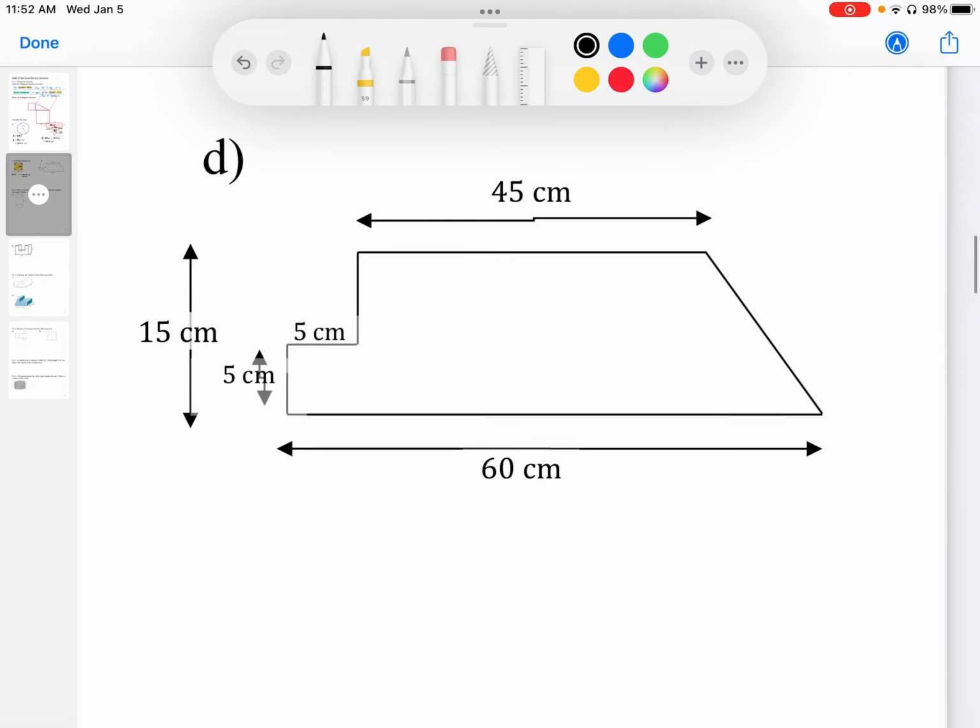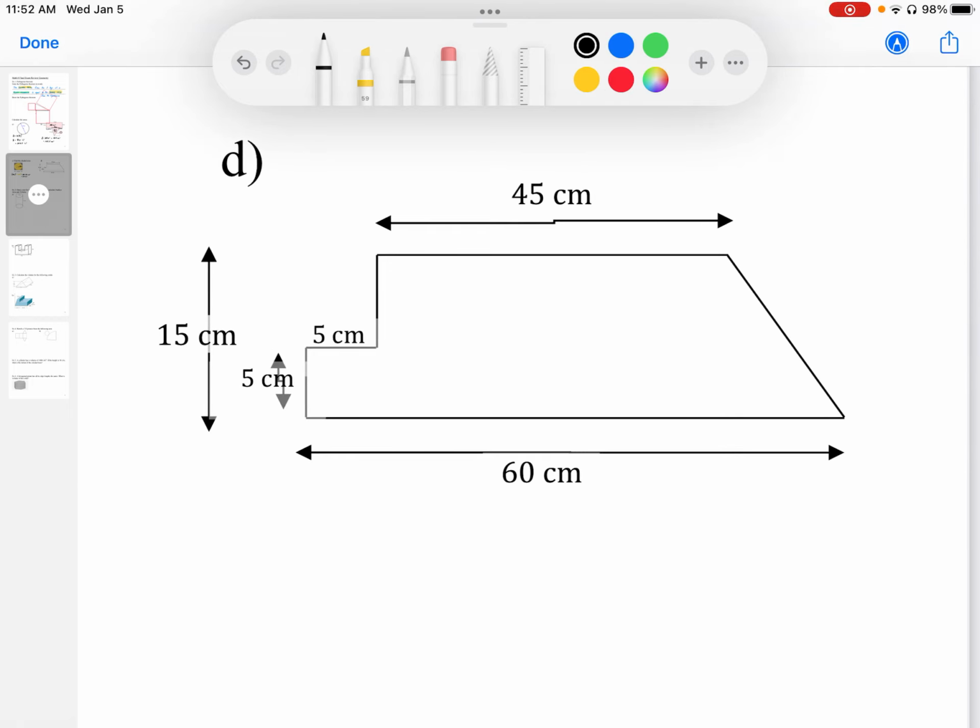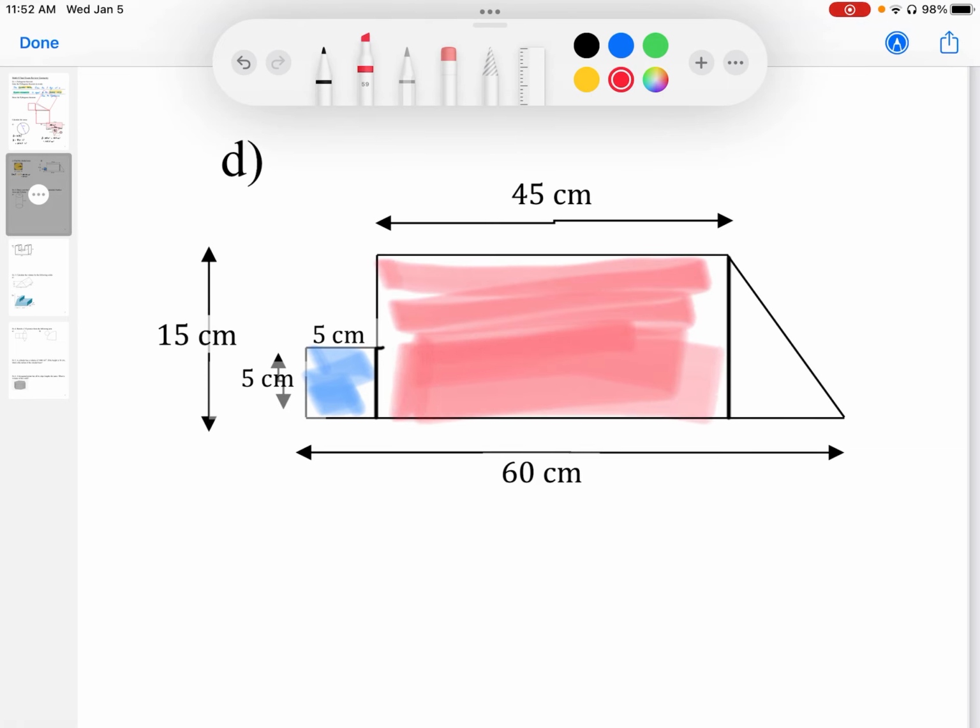Looking at D, what we can do is we can break this up into a trapezoid and a little rectangle here. But I'm just going to make this fairly simple, since if I don't know the formula for a trapezoid, I could just break this up into 3 different regions. Okay, I have my square area in here. I have my rectangular area here. And then I have my triangular area in here.